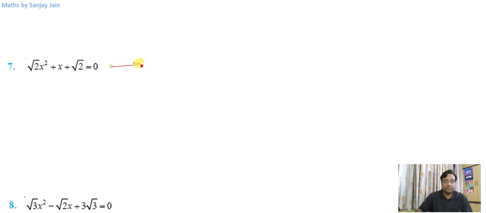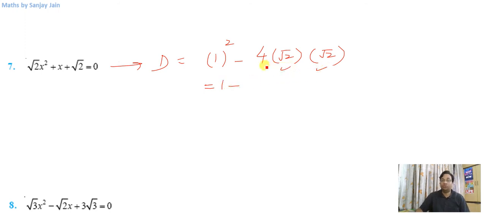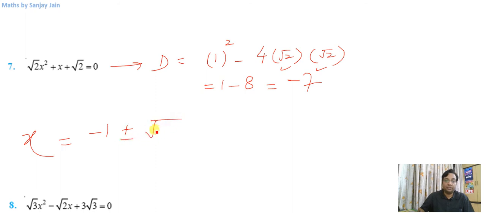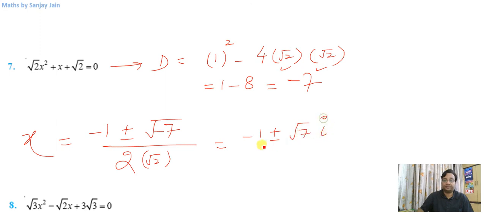In this, what is the discriminant? The discriminant will be b squared minus 4a into c. So it will be equal to 1 minus, this is root 2 into root 2, 2, 2 into 4 is 8. So minus 7. Hence the solution will be minus b, that is minus 1, plus minus square root of the discriminant, that is minus 7, divided by 2a. a is root 2. So the solution will be minus 1 plus minus root 7 iota by 2 root 2.